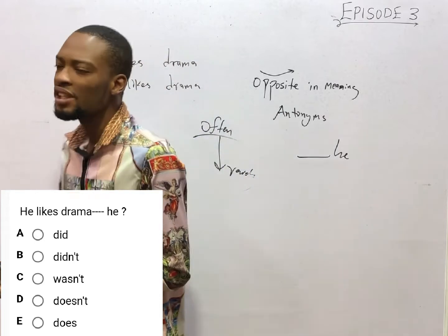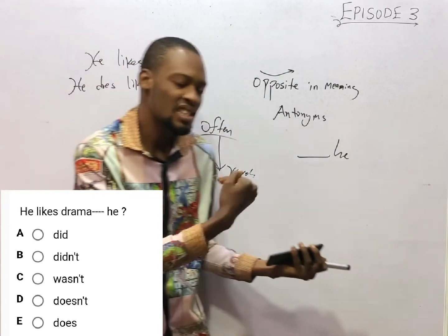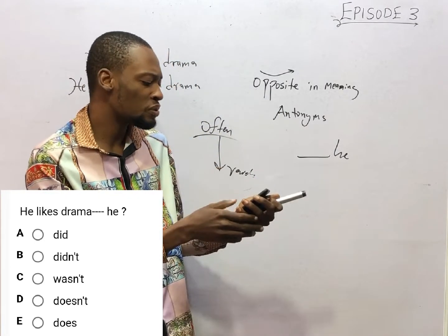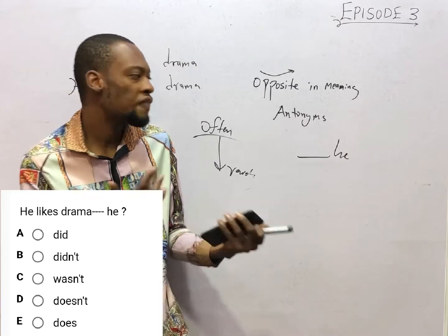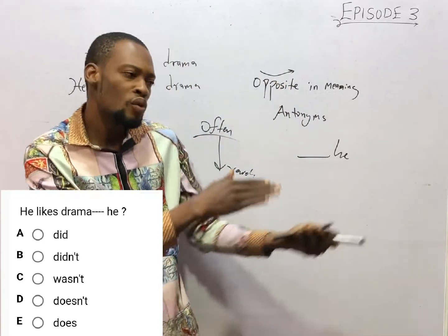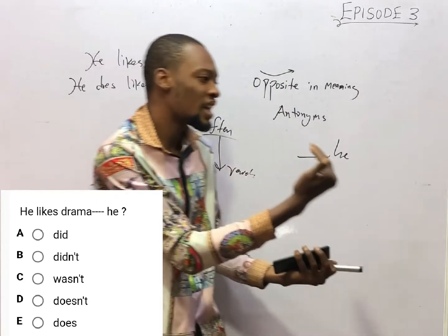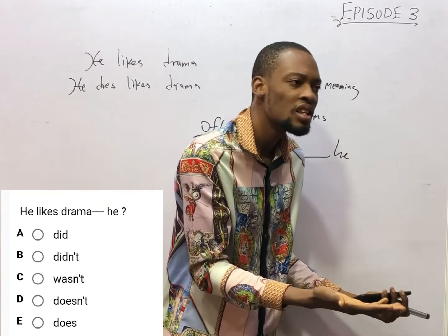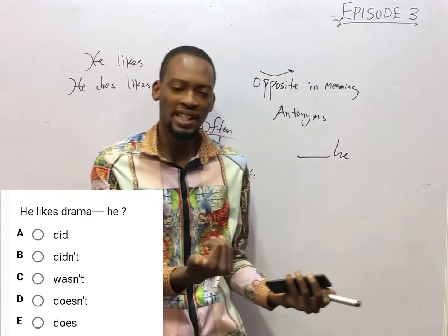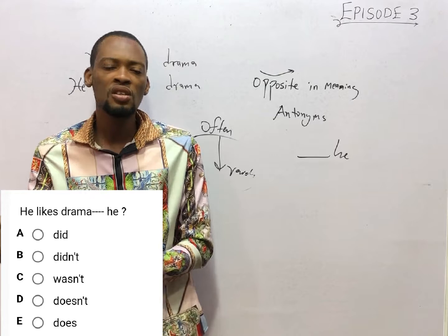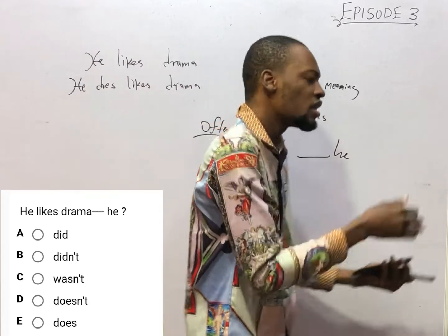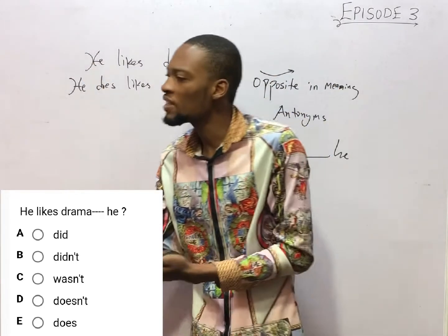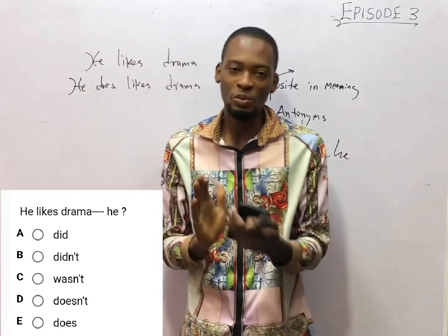If I say he didn't do it, didn't is negative, so the question tag should be did he? If I say he wouldn't go there, wouldn't is negative, so the question tag should be would he? If I say he would do it, would is positive, so the question tag should be wouldn't he? So when a statement is positive, the question tag should be negative. When a statement is negative, the question tag should be positive.